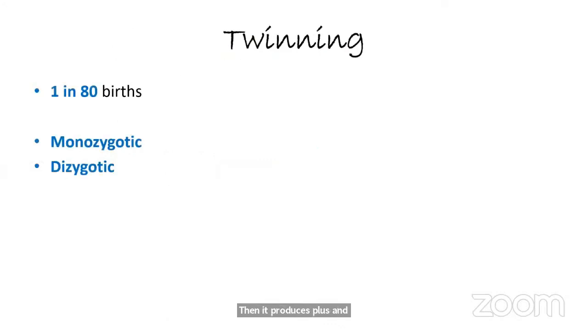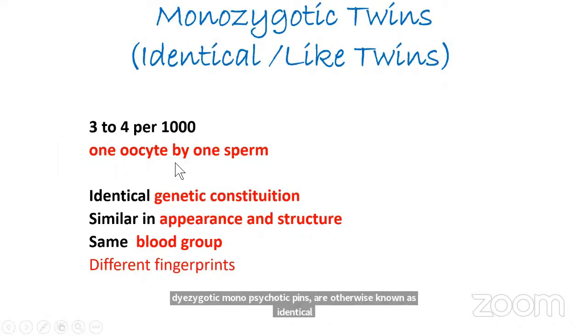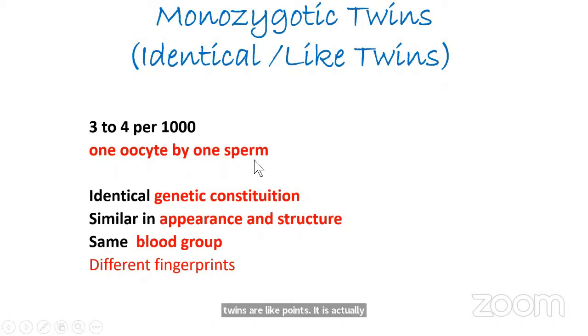Then something about twinning. With this, we'll come to an end. So twinning, it happens 1 in 80 births. There are mainly 2 types, monozygotic and dizygotic. Monozygotic twins are otherwise known as identical twins or like twins. It is actually fertilized by one oocyte and one sperm, and they will divide. So it is from one zygote you have the twins.